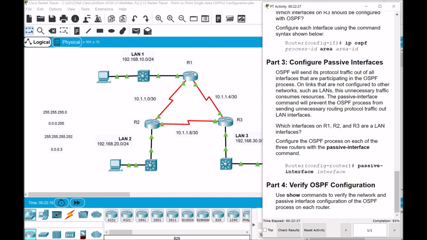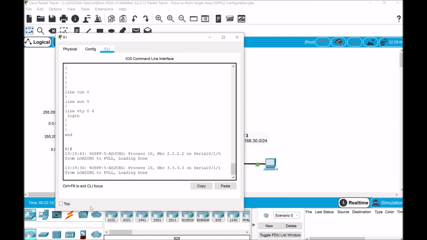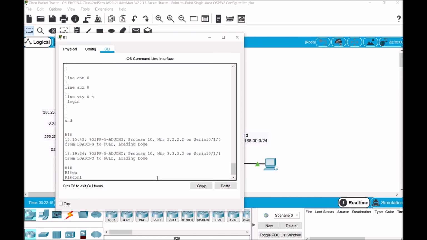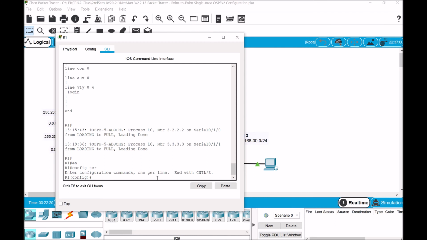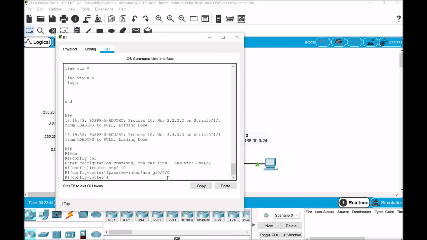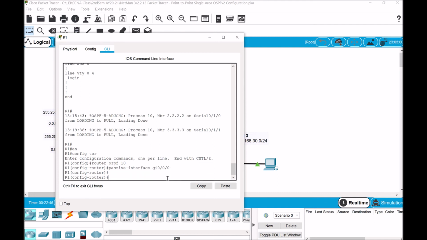We again go to each of the routers, and then go to router OSPF process ID 10. When you're inside the router configuration, you just type in passive-interface and then the interface number. So that's G0/0/0. Okay, so that's it for router 1.